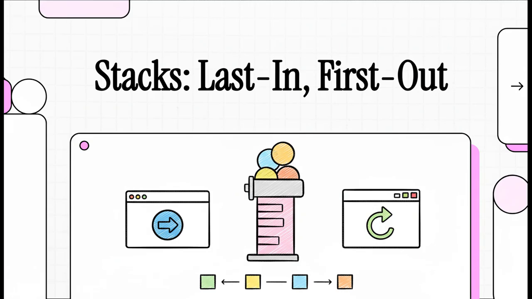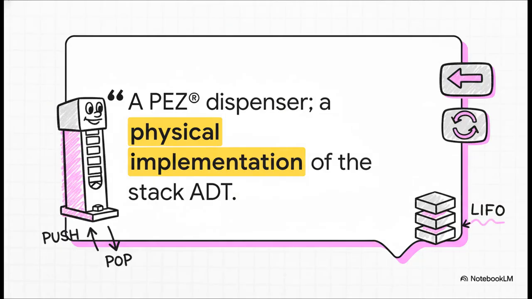You know that simple Pez dispenser? Ever really thought about how it works? It's so simple, so intuitive, but that exact same idea is actually one of the most important building blocks in all of computer science. Yeah, this quote from a classic textbook just hits the nail on the head. You load the candies in from the top, and when you want one, you can only get the very last one you put in. It's a perfect, real-world example of what we call a stack.